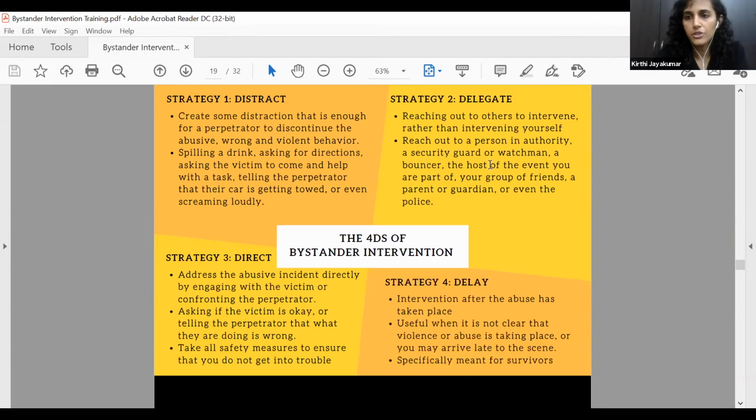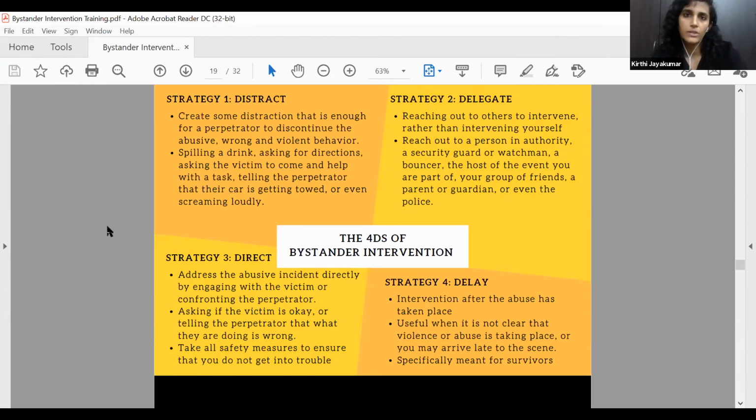So moving to the last strategy, delayed intervention. Now, delayed intervention is perhaps understated, oftentimes ignored, and even considered not intervention by several, but the truth is that it supports a survivor's agency, an exercise of that agency to be able to get all the help and resources they need after an incident of violence.